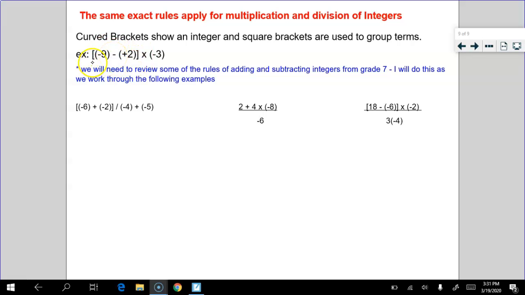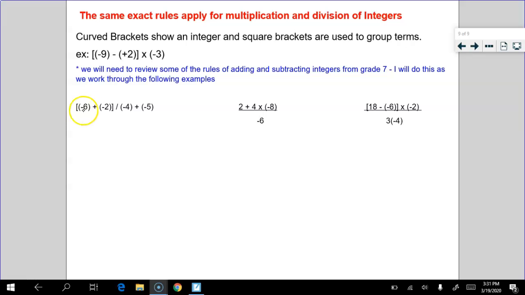Okay, I'm not actually going to do that question. We're going to jump into some down here. And you're going to see that the rules of adding and subtracting integers from grade 7 are going to have to come back to you. I'll work through those in the following examples. I'll also put up a review video for you from YouTube in case you've forgotten some of the rules of that. Okay, so here we go.